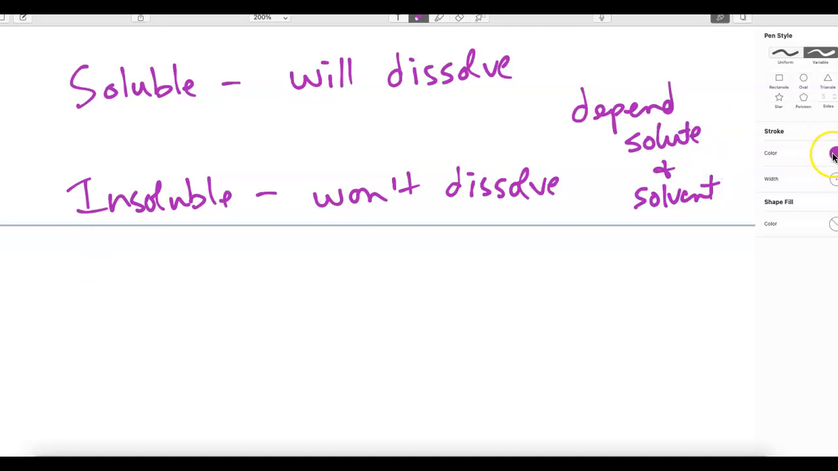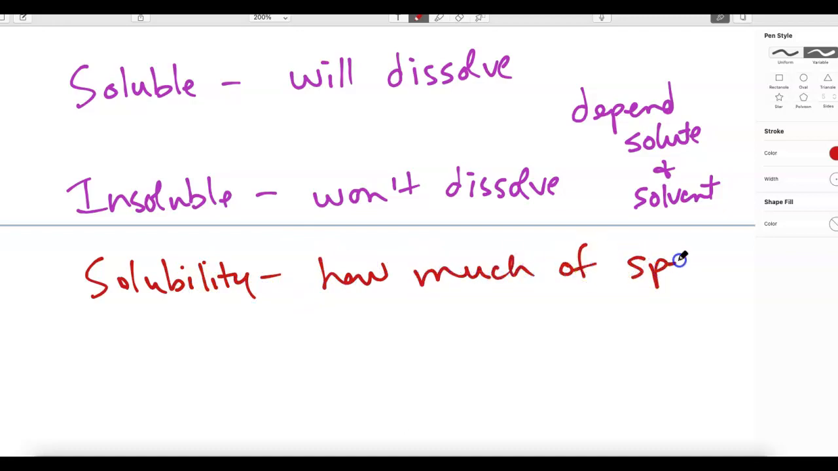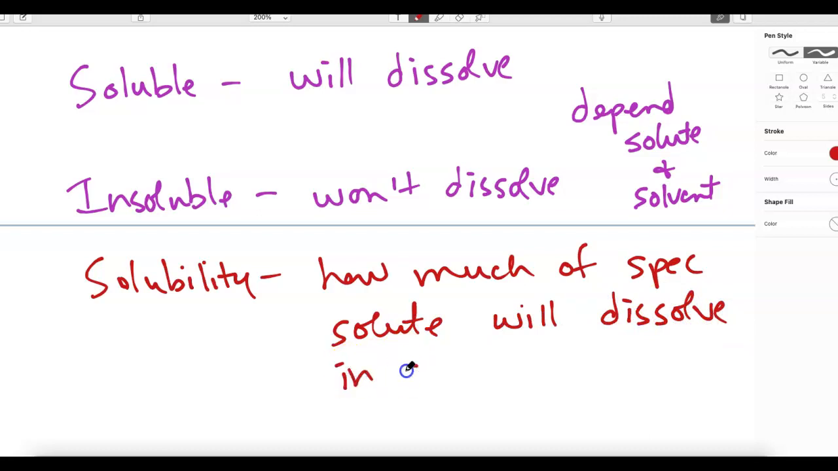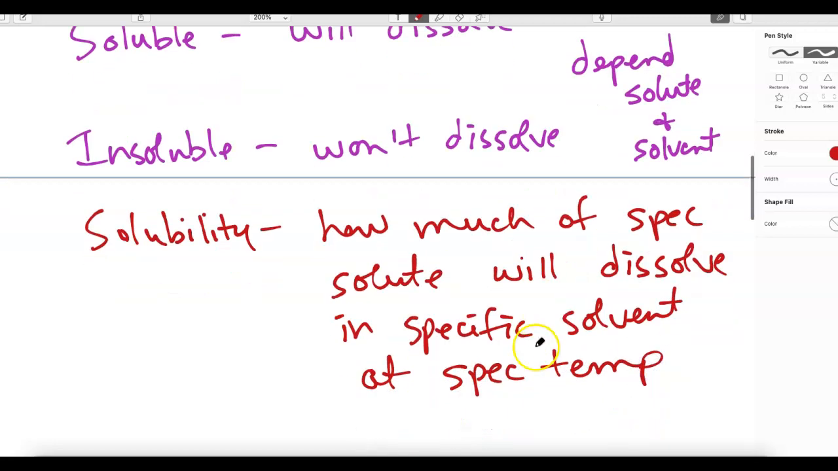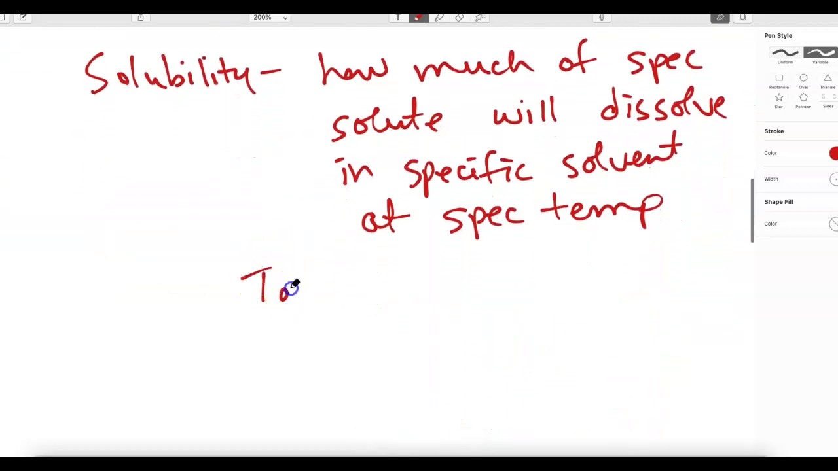So then we can get much more specific and talk about the solubility, which is how much of a specific solute will dissolve in a specific solvent at a specific temperature. And you can look up solubility limits. They're tabulated for a lot of different substances.